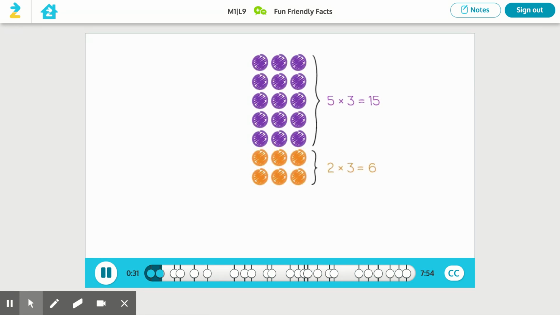That's right. This part shows 5 times 3. This part shows 2 times 3. And the whole entire array shows 7 times 3. Let's write this another way. How many 3's are in 5 times 3? How many 3's are in 2 times 3?